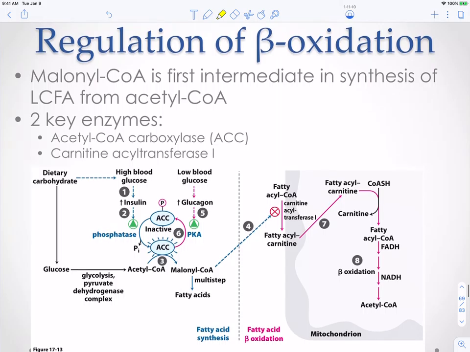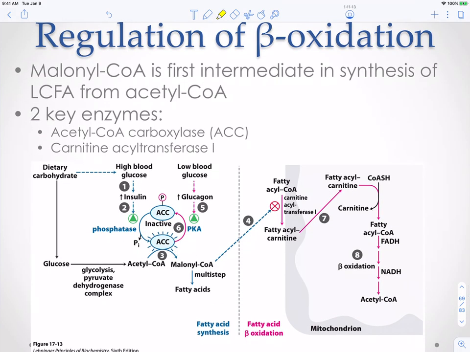So back to malonyl-CoA. Malonyl-CoA is going to be the synthesis of your fatty acids. Your key enzymes for regulating this are acetyl-CoA carboxylase and the carnitine acyltransferase. Now your acetyl-CoA carboxylase, shown here, is going to be active when it is dephosphorylated. So that's that insulin-specific phosphatase. We'll dephosphorylate that. And when that's dephosphorylated, you can make malonyl-CoA. And then malonyl-CoA can block fatty acid breakdown because malonyl-CoA is going to build fatty acids.